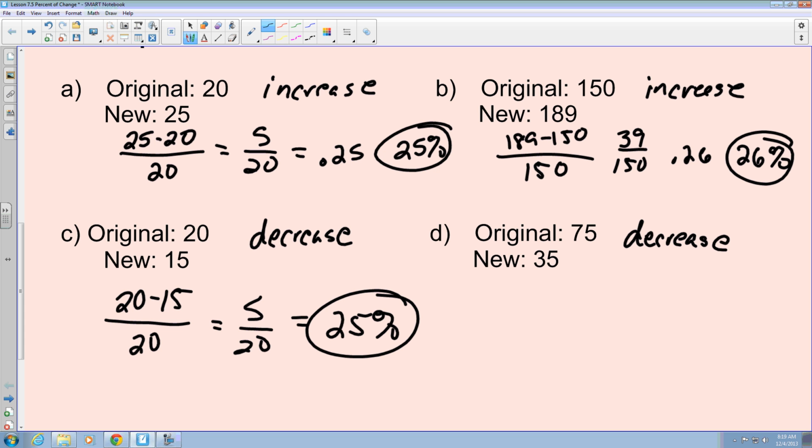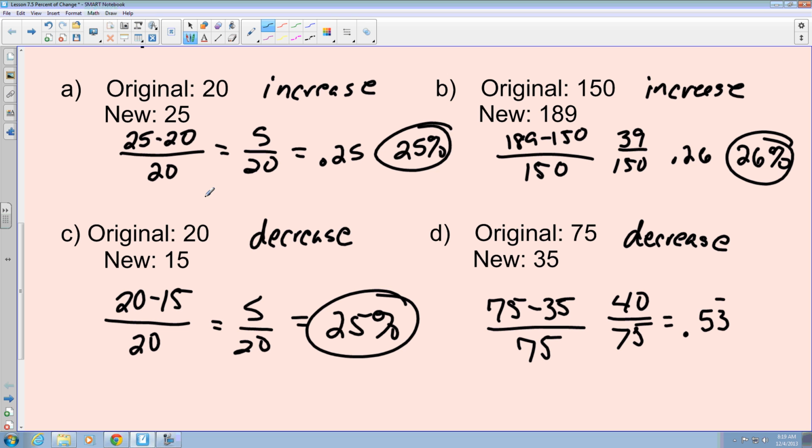For D, I have 75 minus 35, and the whole thing is going to be divided by the original, which is 75. 75 minus 35 gives me 40 over 75. So 40 divided by 75 is 0.53 repeating. When I make that into a percent, it's going to be 53.3 repeating percent, which is what we talked about in sections prior.